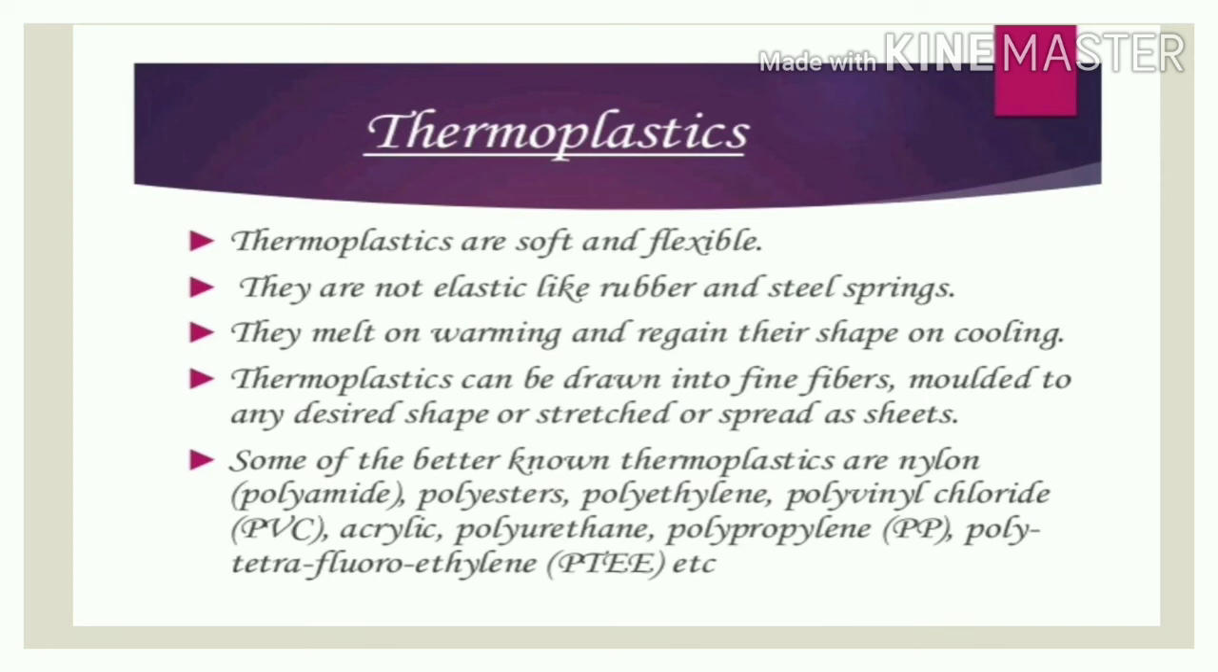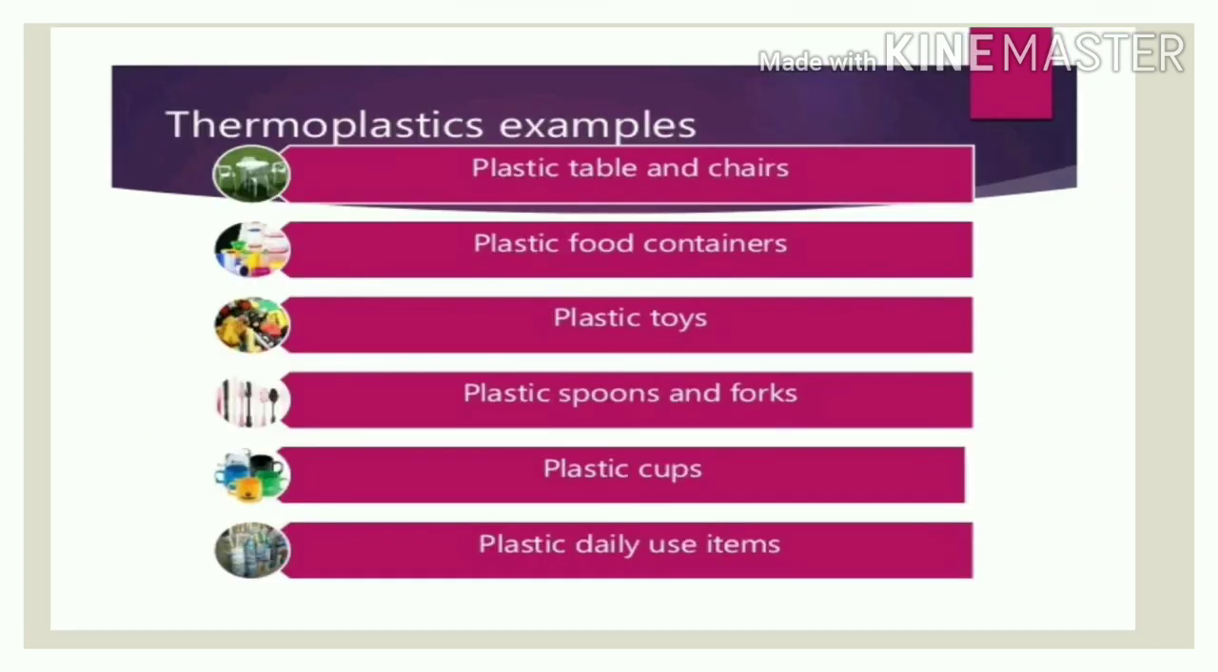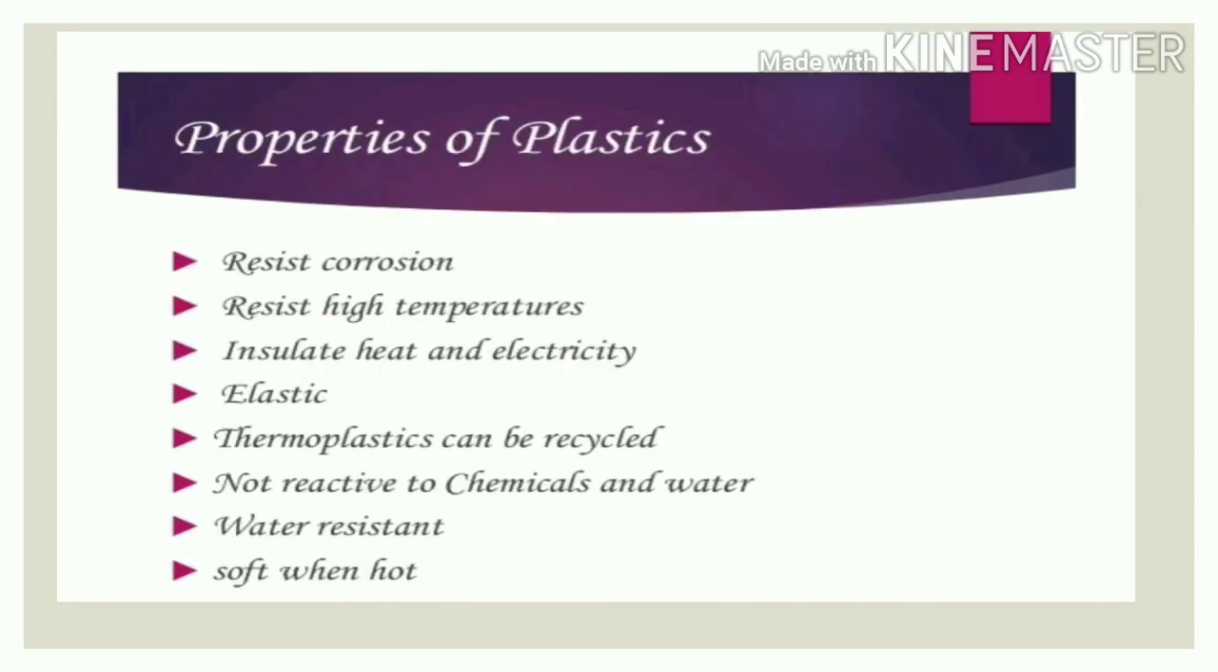So there are several types of thermoplastics, and thermoplastic can be drawn into fine fibers, molded to any desired shape or stretched or spread as sheets. Some of the better known thermoplastics are nylon, that is polyamide, polyesters, polyethylene, polyvinyl chloride, PVC, etc. So next one is the example. Plastic tables and chairs are made up of this kind of plastic. Plastic food container, plastic toy, plastic spoons and forks, plastic cups, plastic daily use items.